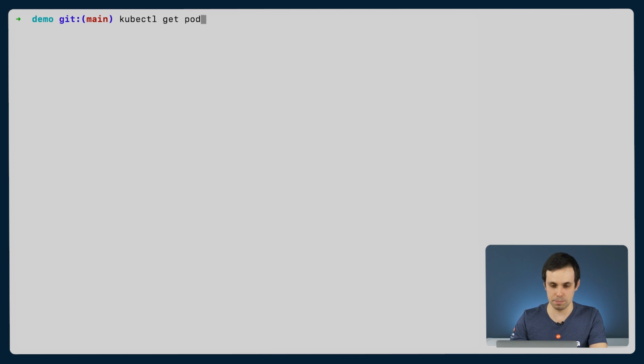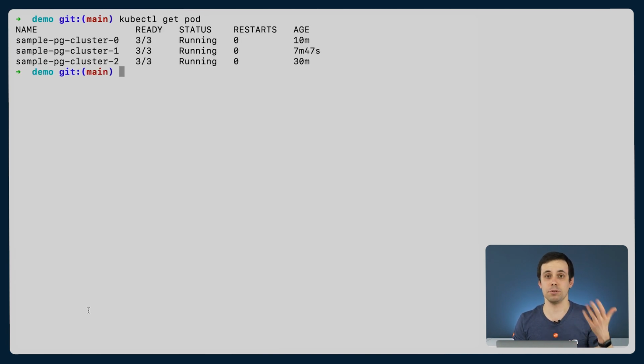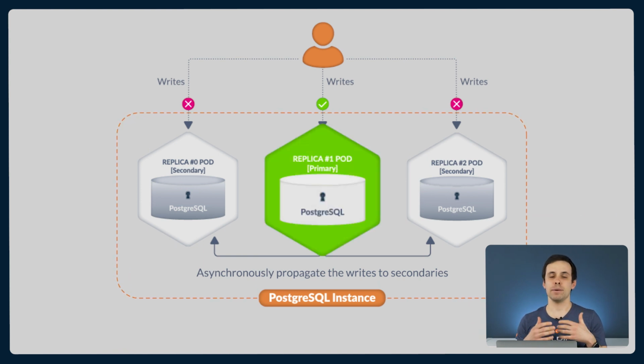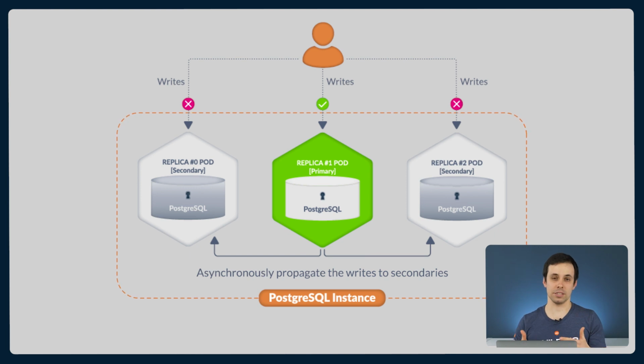So if we do kubectl get pod, we see that there are exactly 3 pods, 1 for each replica in our PostgreSQL instance. But what's the relationship between these replicas? They constitute what's called an asynchronous streaming replication cluster. To learn what it means in more detail, check the link to the PostgreSQL documentation in the description. Essentially, it signifies that out of the 3 replicas, there will be only one, called the primary, that will be able to serve write requests, so modifying the data in the database, whereas all the replicas can serve read requests.